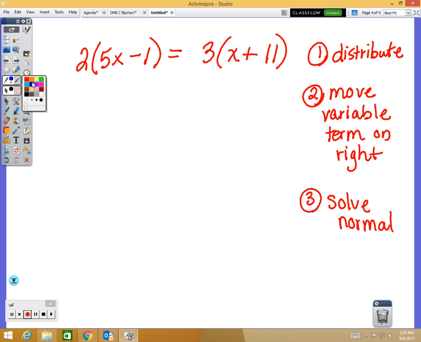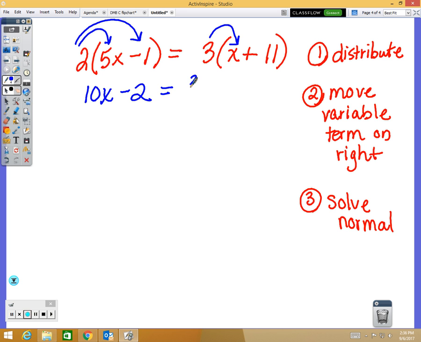So I'm going to go ahead and distribute my 2. 2 times 5x is 10x. 2 times -1 is -2. Then on my right-hand side, 3 times x is 3x. 3 times 11 is 33.